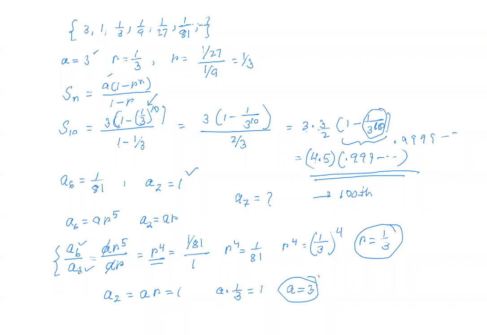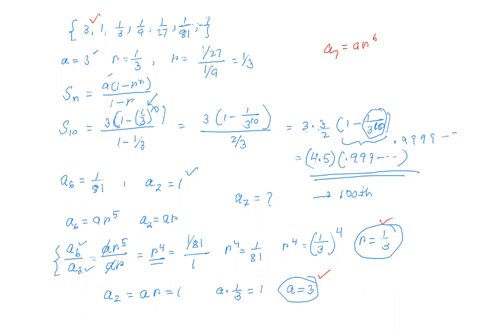A is equal to 3, and R is equal to 1/3. Now, if you want to find A7, A7 is going to be A times R to the power 7 minus 1.